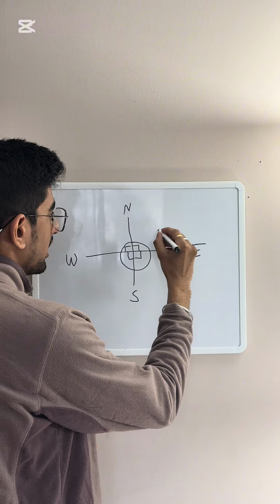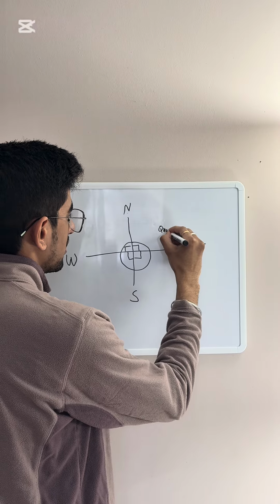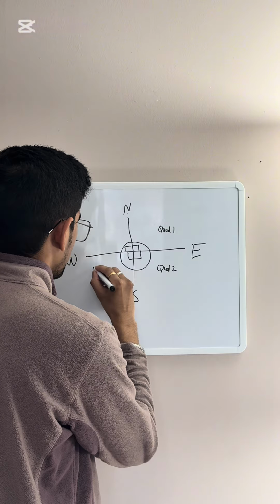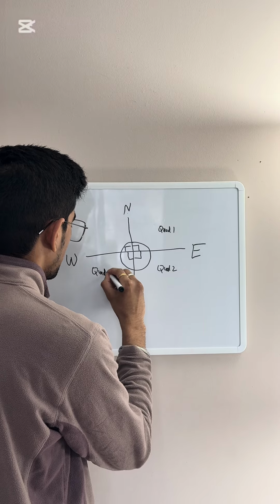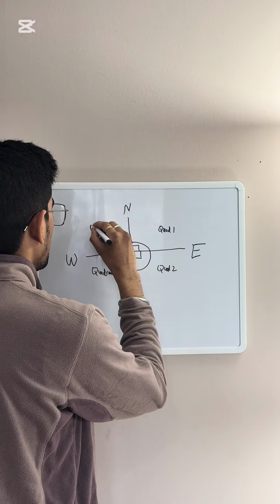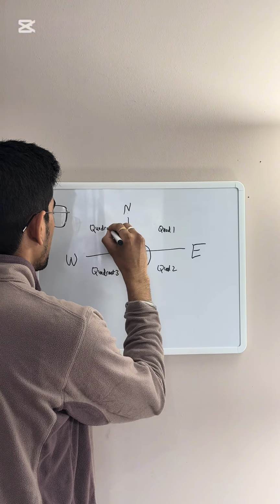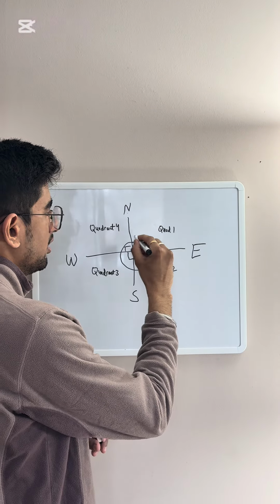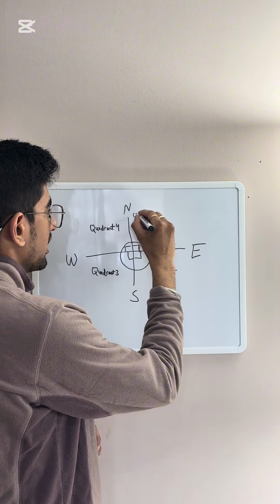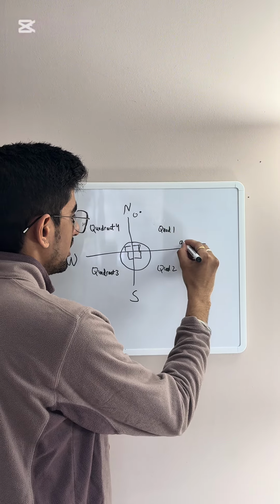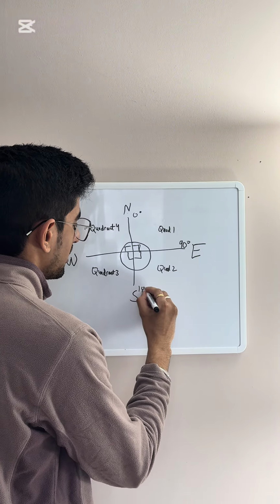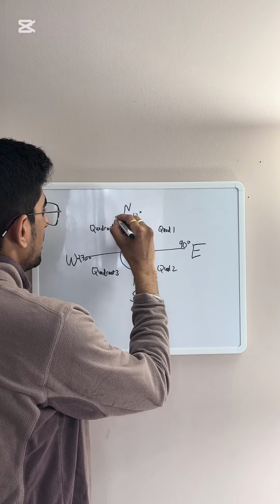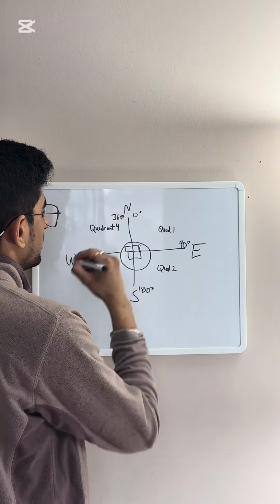So this is quadrant 1, this is quadrant 2, this is quadrant 3, and this is quadrant 4. Each of the quadrants is a 90-degree angle. So this is 0 degrees, this is 90, this is 180, and this is 270, and you make a full 360 circle.